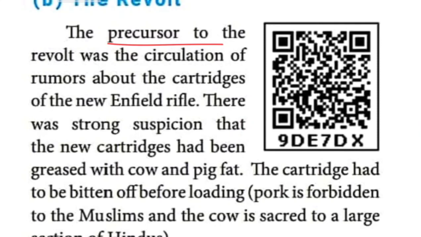At the same time, the majority of the soldiers were Hindus, like I said. The Hindu soldiers considered the cow a sacred animal. At the same time, Muslims considered the pig a detestable animal. So this was the immediate reason for the Great Revolt of 1857. Only these points are given here.